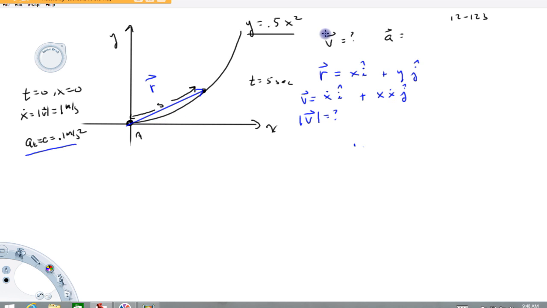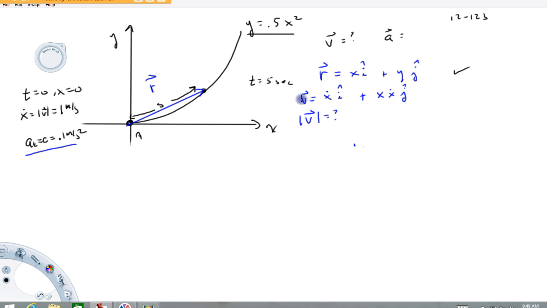What we're looking for here is the velocity and acceleration 5 seconds later. So the first thing I already did is define a position vector, which I drew in blue, r, and that position vector would equal x i plus y j. Whether this is going to get this done or not, I'm not sure. I think it's a good place to start.